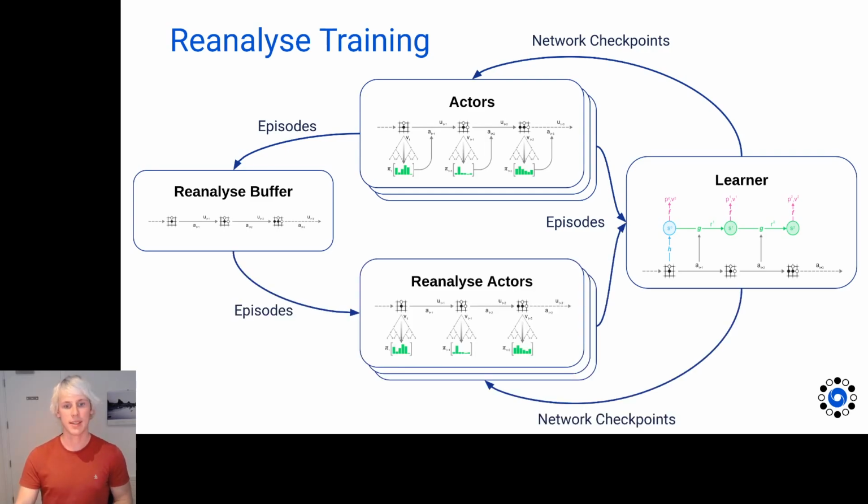And we also need a second set of actors, the reanalyze actors, which can sample episodes from this reanalyze buffer, rerun the searches, and then send the searches to the learner. And for the learner, there's actually no difference at all between fresh episodes and reanalyzed episodes. They look exactly the same. This makes it very easy for us to vary the proportion between reanalyze and normal trajectories, and to simply enable or disable reanalyze completely.